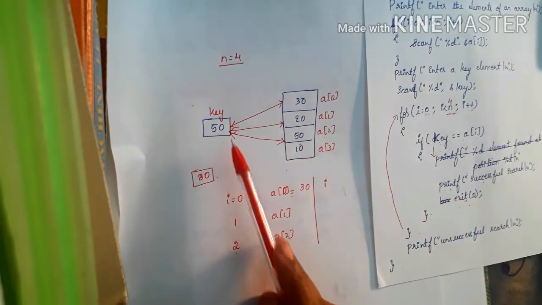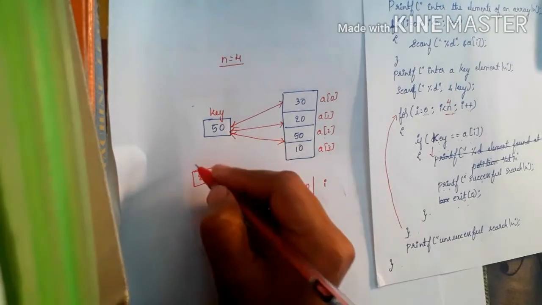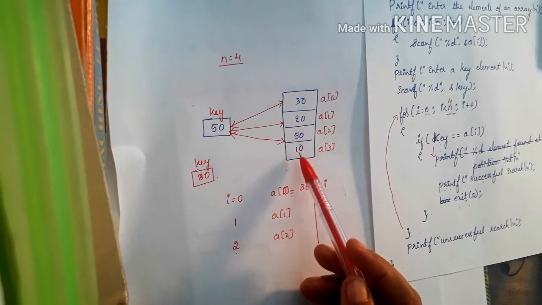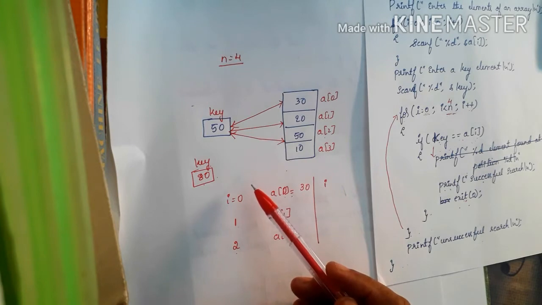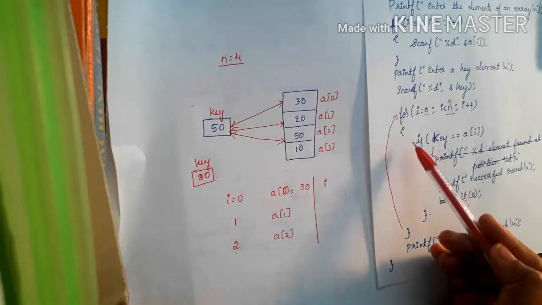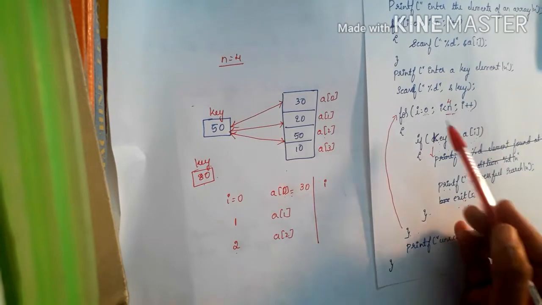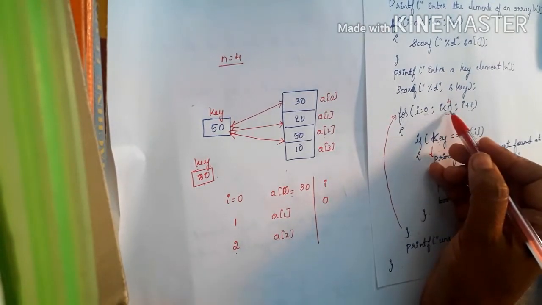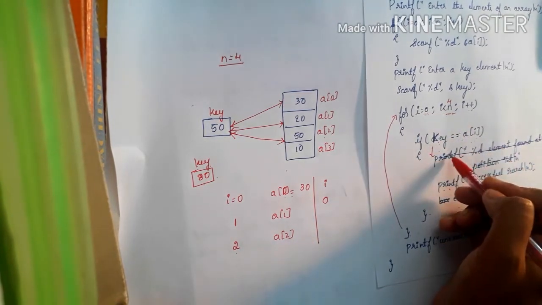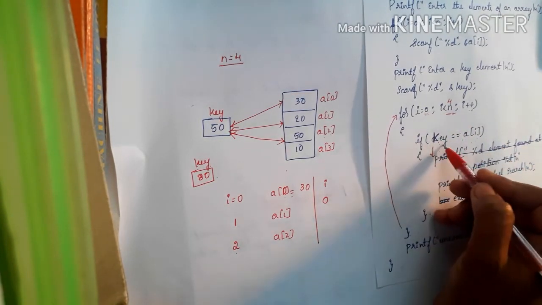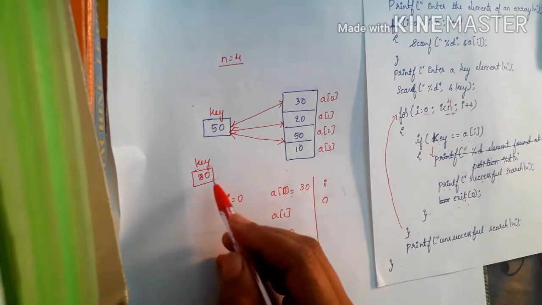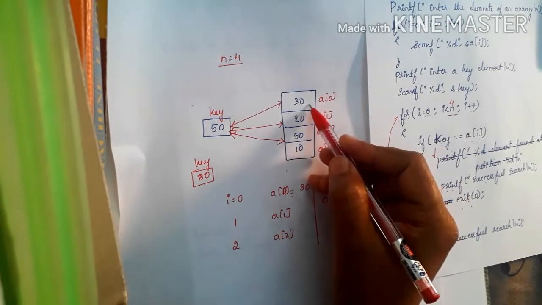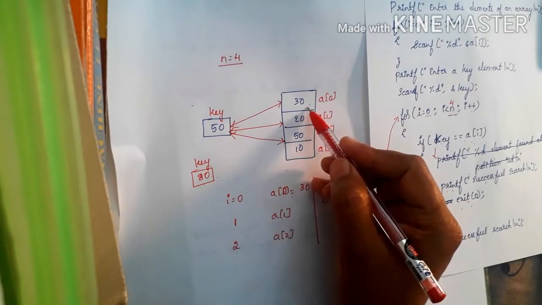Instead of 50, if I have taken 80 as key element, in this case the key element 80 is not present in the array. So the output message is unsuccessful search. Next, we will trace the program for this input. So, initial value for I is 0, I less than n, that is 0 less than 4, the condition is true. Next, if condition is key is equal to A of I, key is 80, 80 is equal to A of I means what? A of 0, that is 30. No, 80 is not equal to 30.